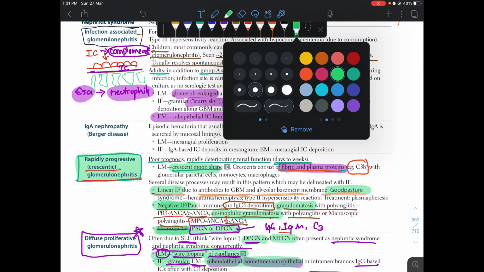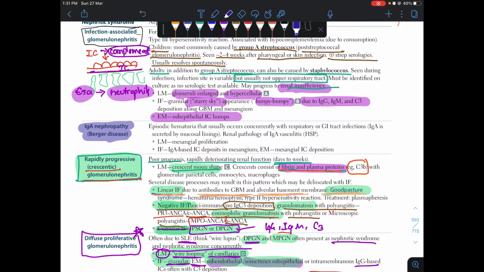Next, see what happens in IgA nephropathy. It is also called Berger's disease. In IgA nephropathy, there will be episodic hematuria. The pathophysiology is when we get a respiratory infection or GI tract infection, IgA will be produced by the mucosal lining. When these IgA are deposited in the mesangium, this causes bleeding from the kidney. This is presented as episodic hematuria.